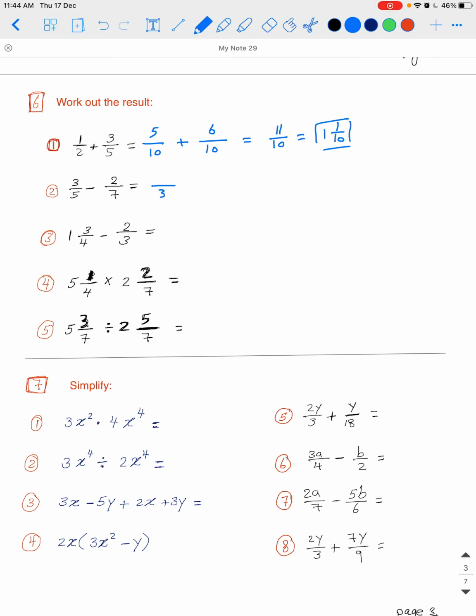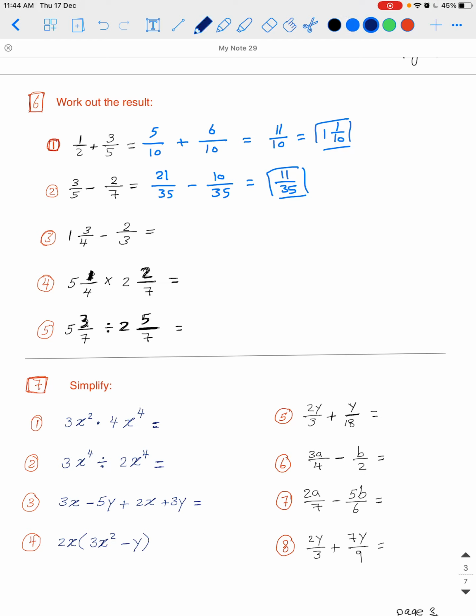Next one, 3 over 5 minus 2 over 7. I choose 35 because it's the lowest common multiple of 5 and 7. 5 became 35 by multiplying by 7. So 3 times 7 is 21. And the next one, 7 became 35 by multiplying by 5. So 5 times 2 is 10. So make the subtraction, it will be 11 over 35. And this is the simplest form, by the way, because the numerator is smaller than the denominator. Okay? Okay, next one here.